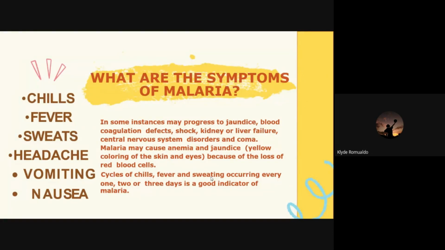In some instances, it may progress to jaundice, blood coagulation defects, shock, kidney or liver failure, central nervous system disorders and coma. Malaria may cause anemia and jaundice, yellow coloring of the skin and eyes because of the loss of red blood cells. Cycles of chills, fever, and sweating occurring every 1, 2, or 3 days is a good indicator of malaria.